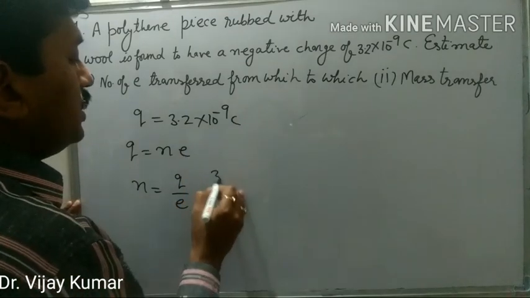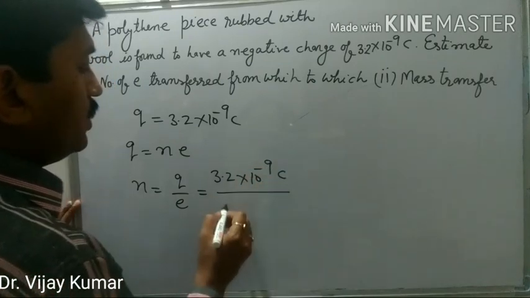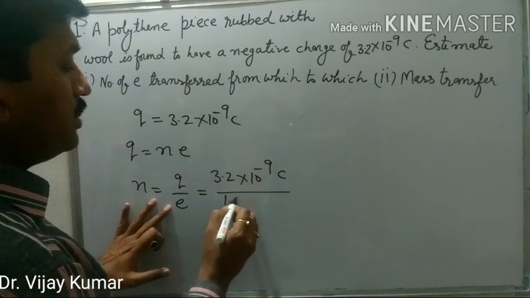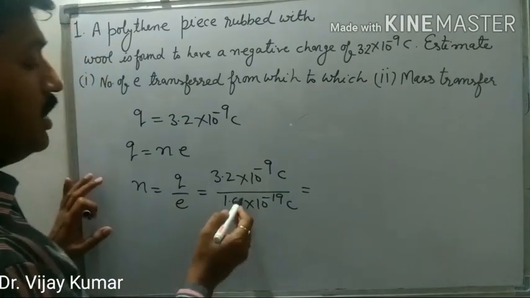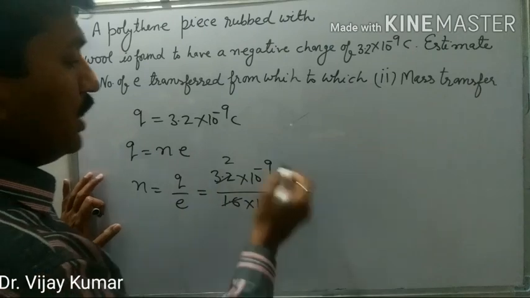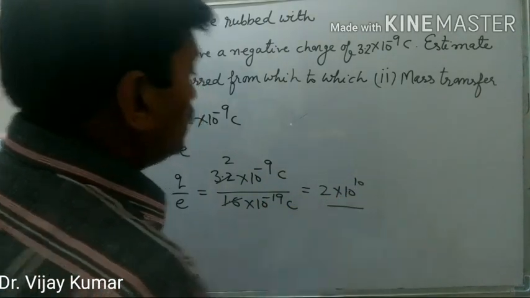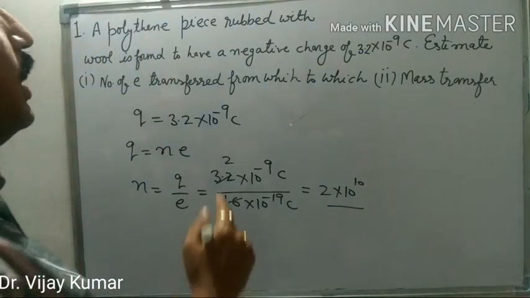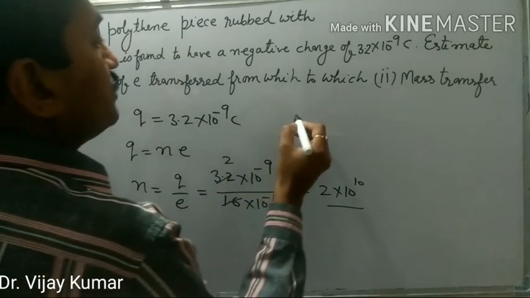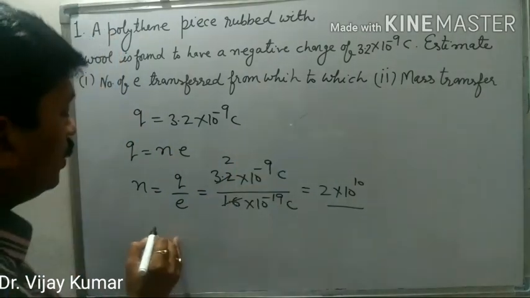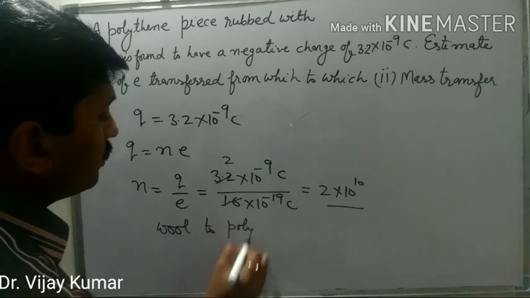Total charge is 3.2 × 10^-9 coulomb upon electronic charge 1.6 × 10^-19 coulomb, and it becomes 2 × 10^10. This is the number of electrons, and as the charge is negative, it means electrons are transferred from wool to polythene.